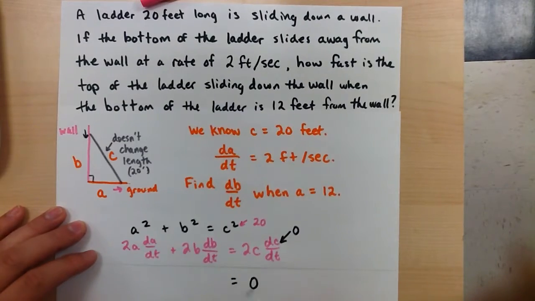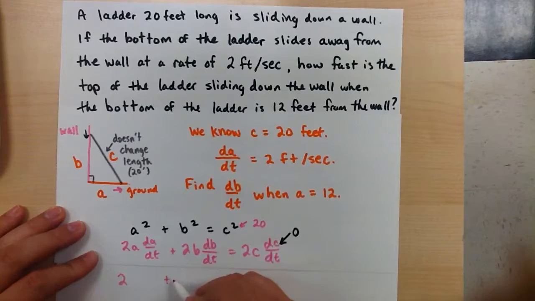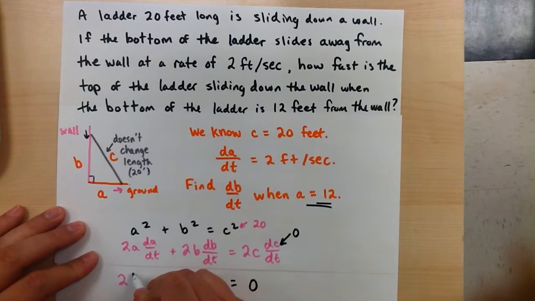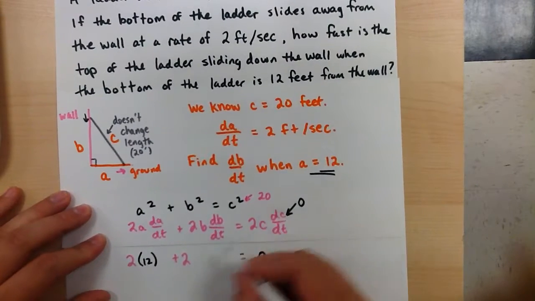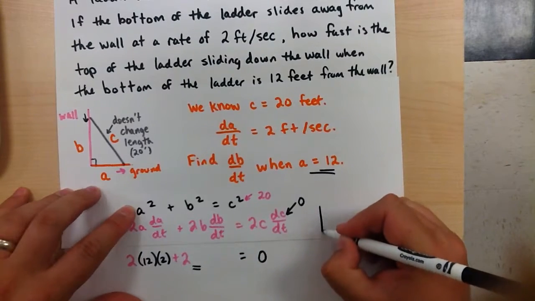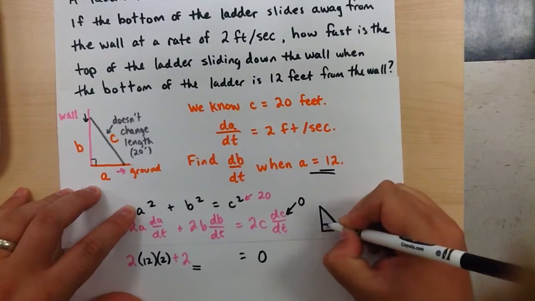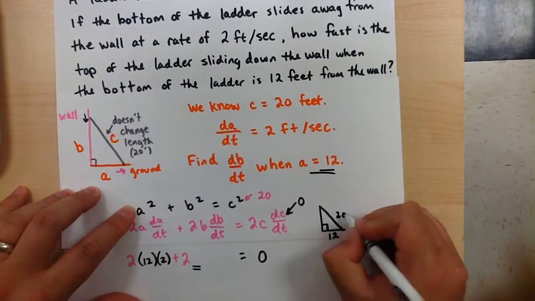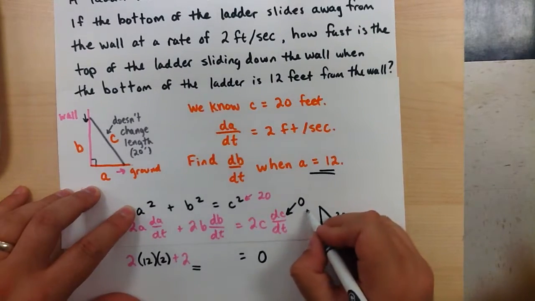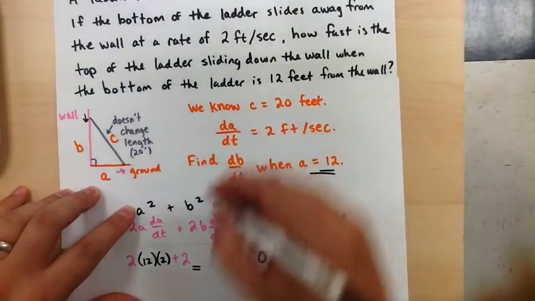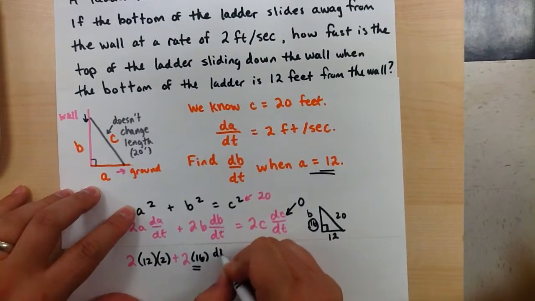Then we have to think about the situation that we have. Obviously the 2's are there. We know A in this instance is going to be 12, and dA over dt is 2. B, we don't know, so we need to figure out what B is. At the moment we're interested in, this is 12 and this is 20. So you should be able to use Pythagorean theorem to figure out the length b, or in this case realize it's a Pythagorean triple, and so its length is 16. So this is 16, and dB over dt is what we're interested in finding.